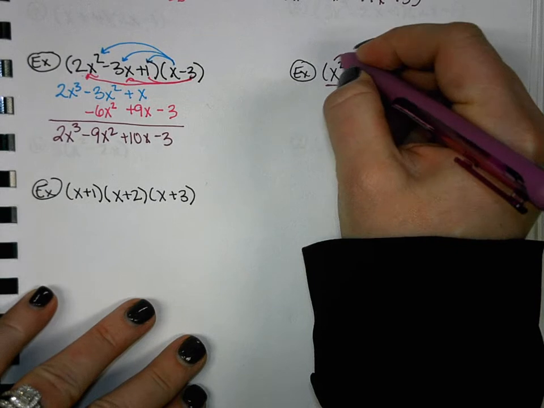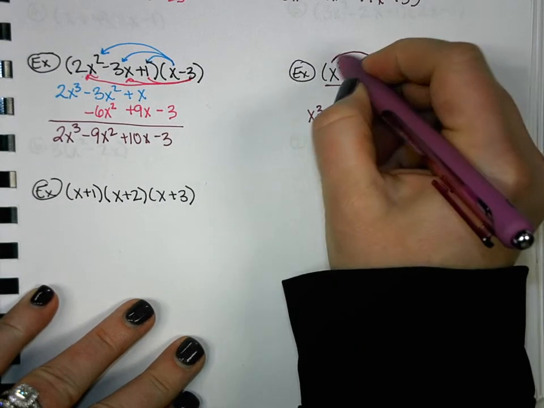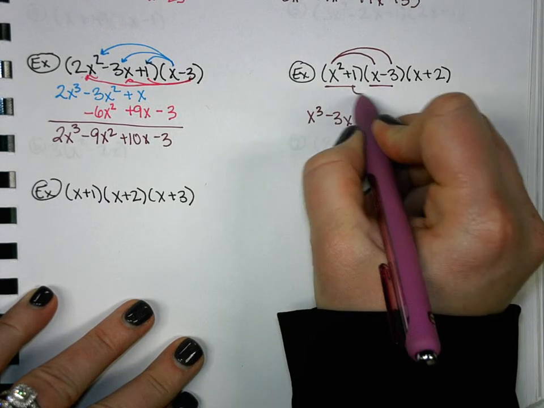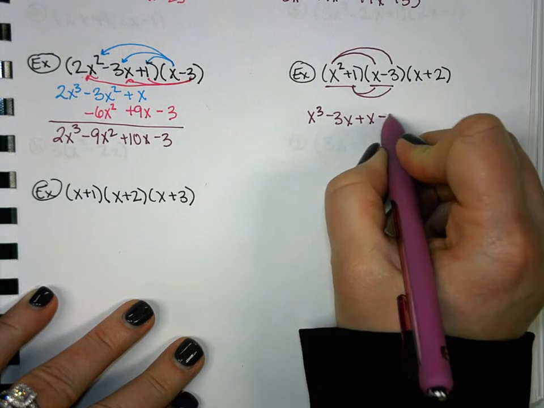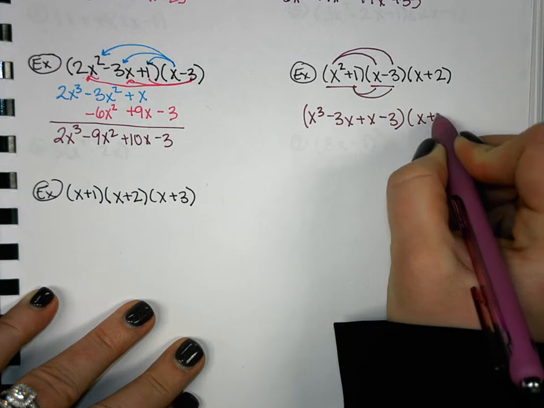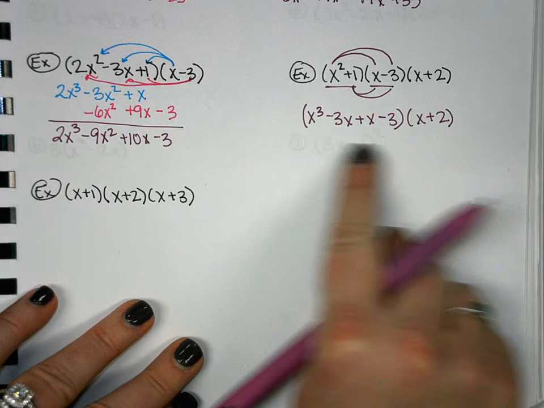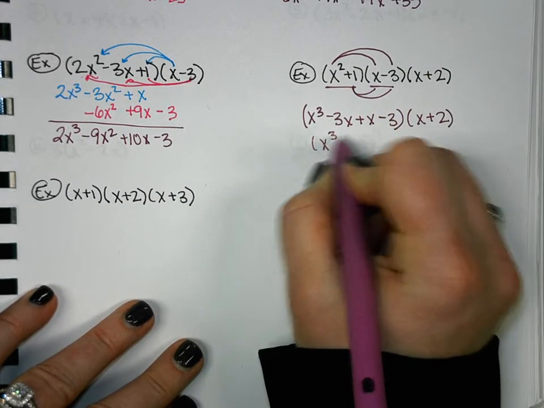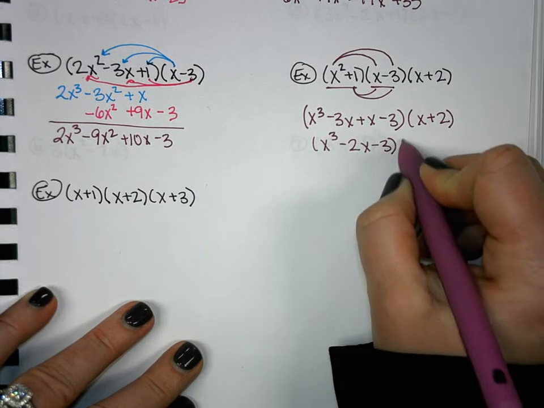So x squared and x squared times negative 3, 1 times x, 1 times negative 3. And this x plus 2 just kind of tags along for right now. We're going to simplify in our parentheses. So x to the third minus 2x minus 3 and x plus 2.